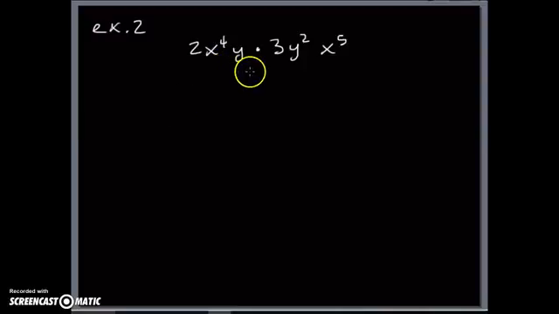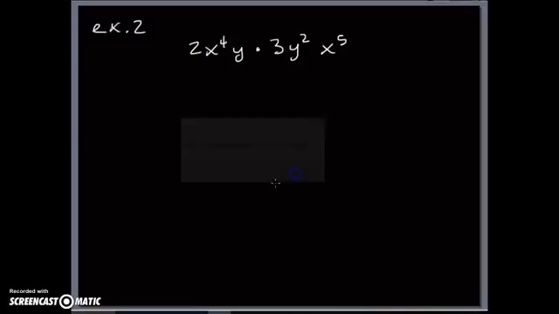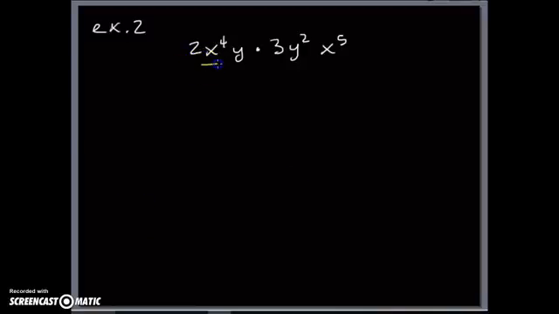Example number 2. So our first step is to identify the number of bases. So we've got an x base and we've got a y base. And it's clear that they're being multiplied, so we can go ahead and add the exponents. So for our x base, we've got 4 plus 5. And for our y base, there's no number here. When there's no number, we know that it's a 1. So if it helps you, you can go ahead and write a 1 right there. We've got 1 plus 2.